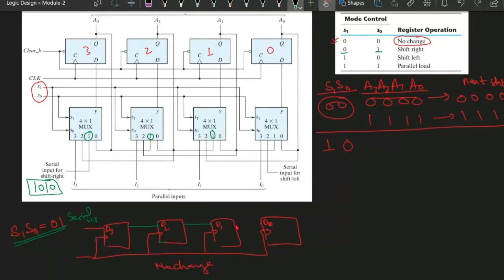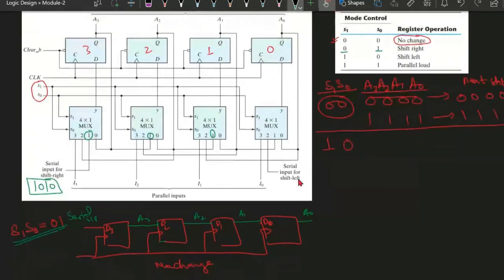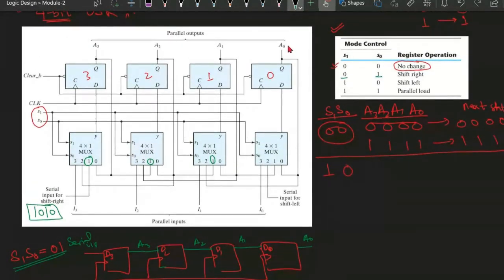Similarly, the output of D1 is connected here, and finally we are getting the output that is A0. We are getting the output A0 here. This is A1, this is A2, and this is A3. So this is A0, and we are getting the output from here. This is the output.